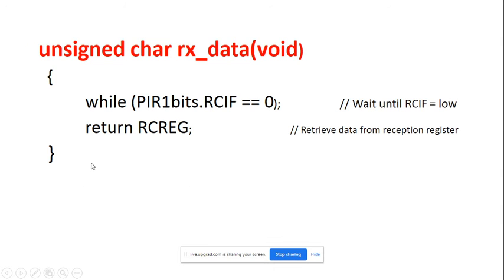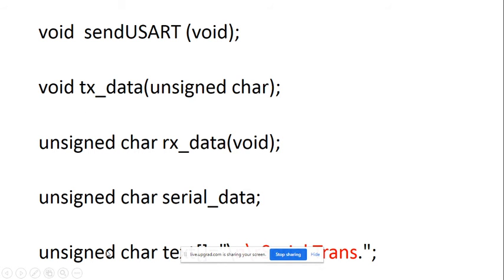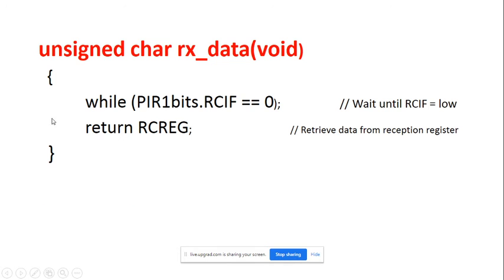One by one, now we will discuss all these subroutines and then we will write the main program based on these subroutines. Okay. Now, first subroutine is receive data. In receive data, we will first check the condition of the RCIF flag. Suppose the RCIF flag is equal to 0. Now this bit is from which register? PIR1 bit RCIF. When this bit is 0, you will remain in a while loop.